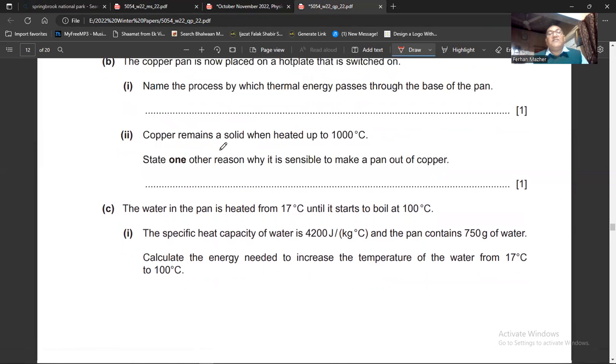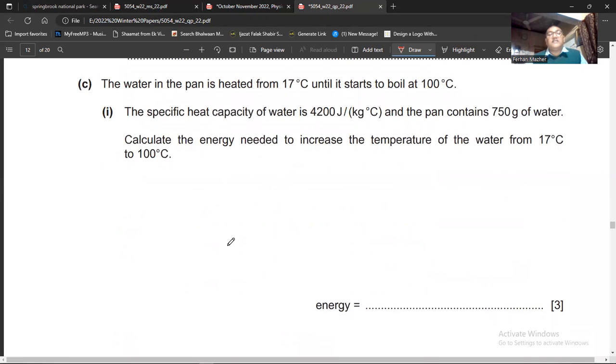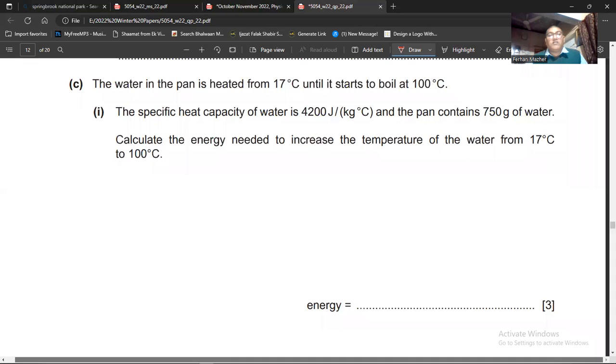Question number 7, C part. It says the water in the pan is heated from 17 degrees centigrade until it starts to boil at 100 degrees centigrade. The specific heat capacity of water is 4200 joules per kg per degree centigrade, and the pan contains 750 grams of water. Calculate the energy needed to increase the temperature of the water from 17 to 100.